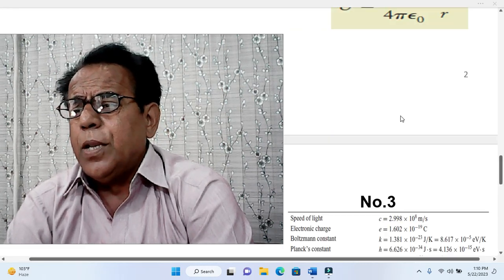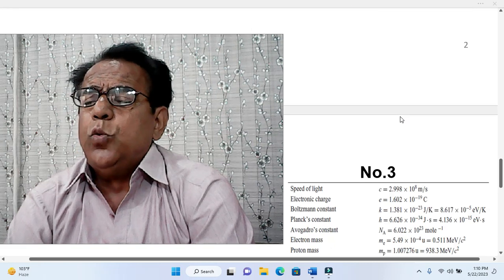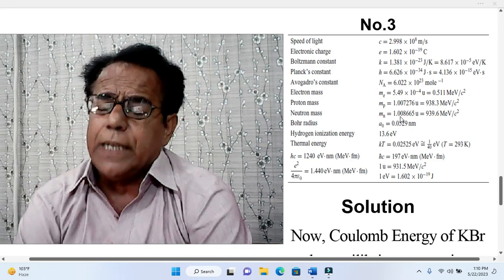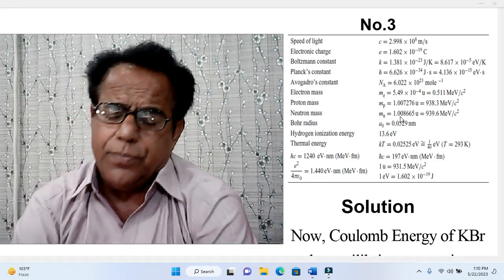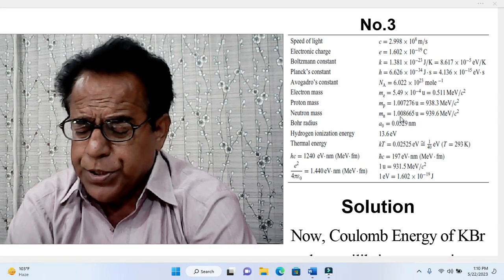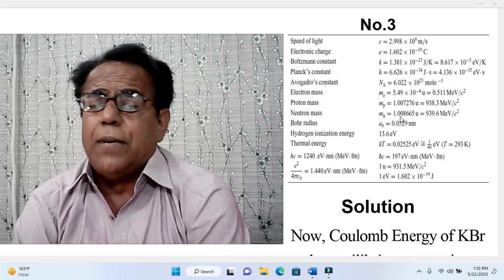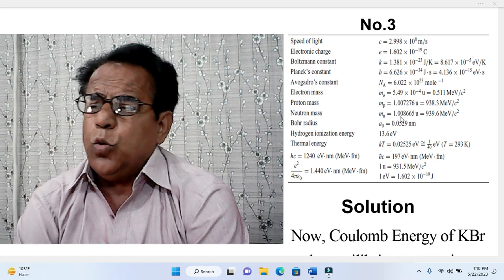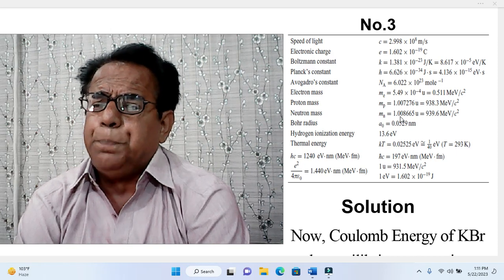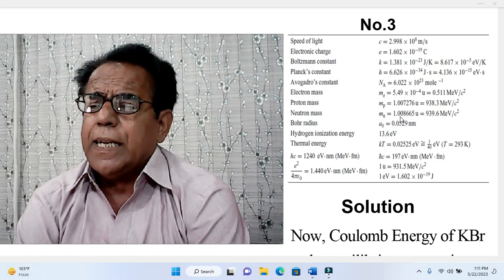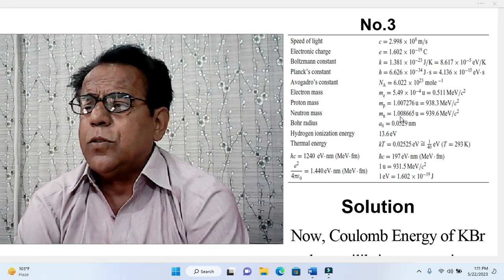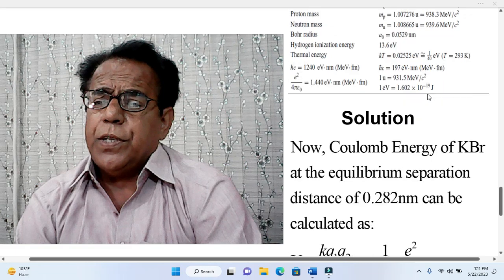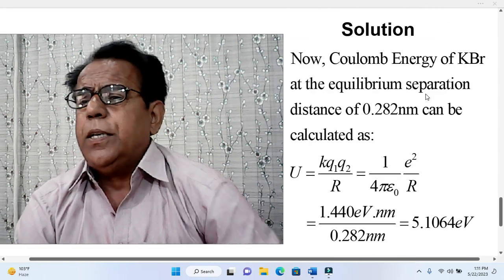Now we move to tool number 3. This table has been used several times in our previous problems, so for the time being we skip further explanation of this tool. Now we come to the solution.